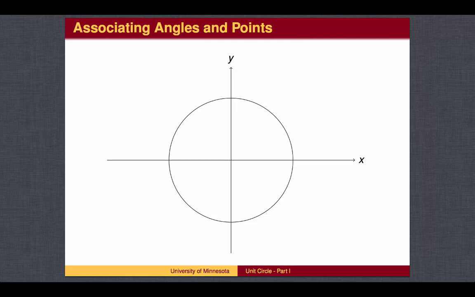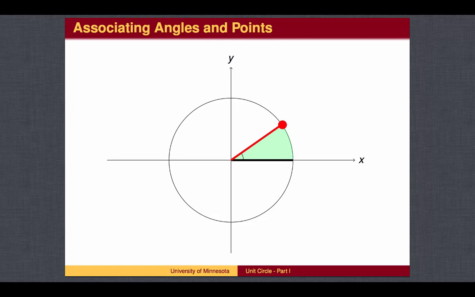We begin with a circle of radius 1 centered at the origin. We will measure angles whose vertex is at the origin. One side is on the positive side of the x-axis, and for small angles whose measure is positive but less than 90 degrees, the other side will be in the first quadrant. The black side will stay fixed, and we will move the red side to get various angles.